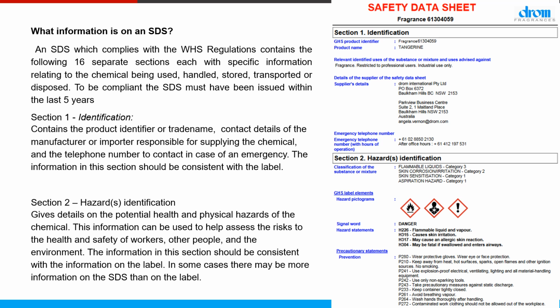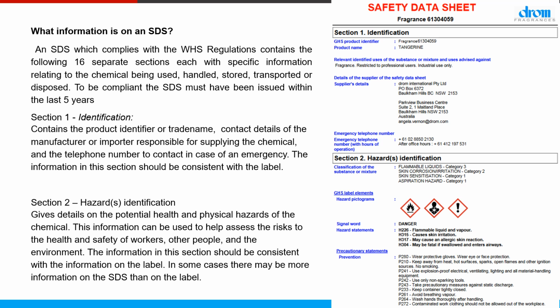Section 1, Identification. This contains the product identifier or trade name of the chemical, contact details of the manufacturer or importer responsible for supplying the chemical, and the telephone number to contact in case of emergency. The information in this section should be consistent with the label.